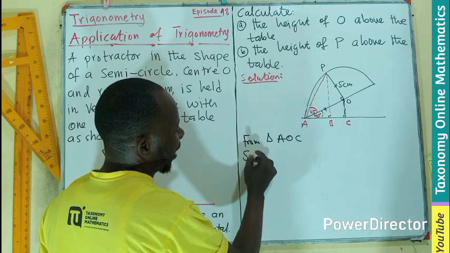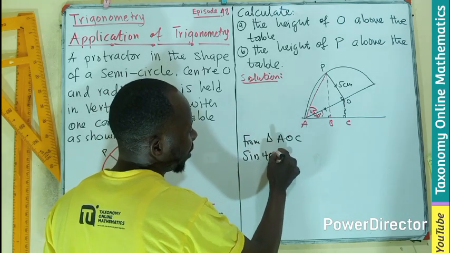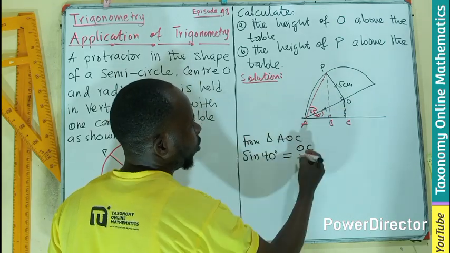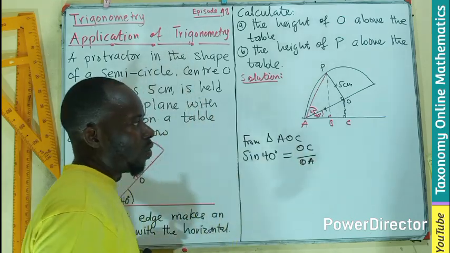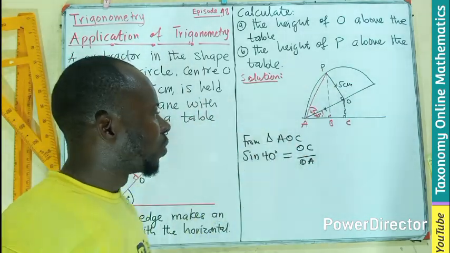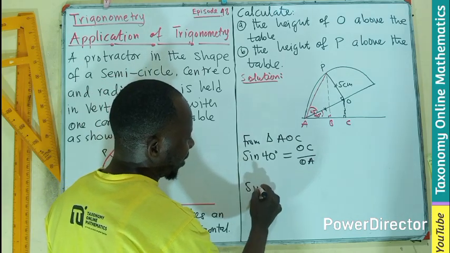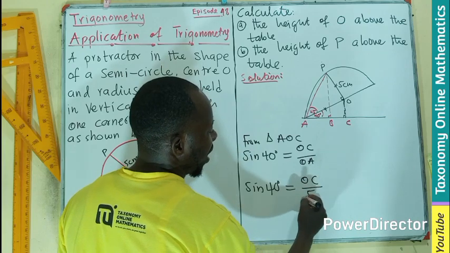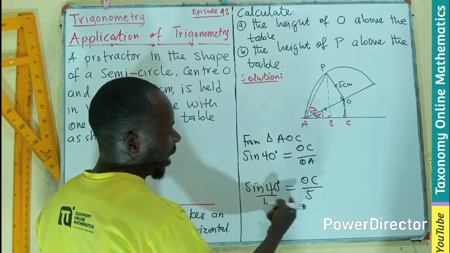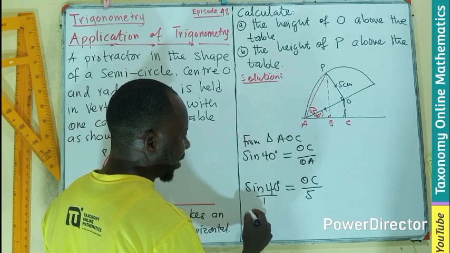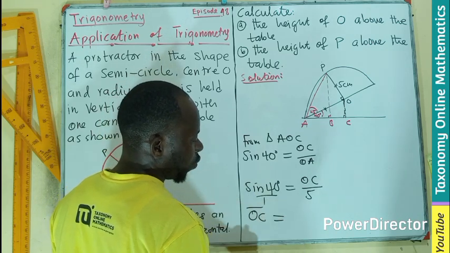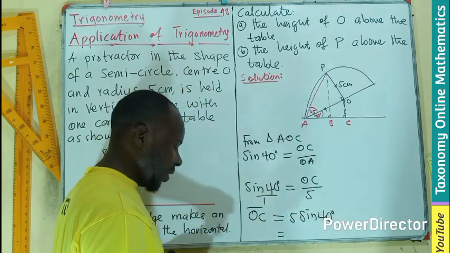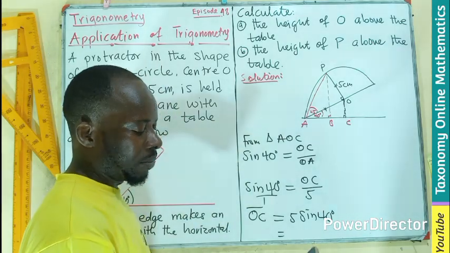So I'll have my sine of the angle 40 degrees equal to the opposite side OC over hypotenuse OA. But I know what OA is because it's also 5. That also represents radius. So sine 40 degree equals OC over 5 centimeter. When we cross multiply, OC as the length will be equal to 5 times the sine of 40 degree. Let's see what that will be on our calculator.